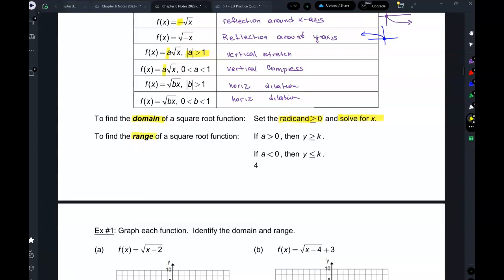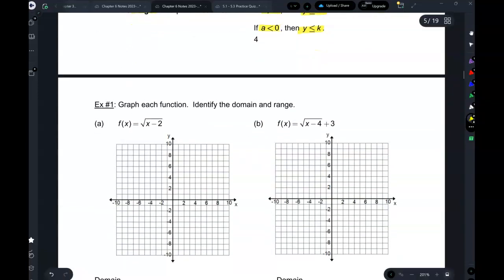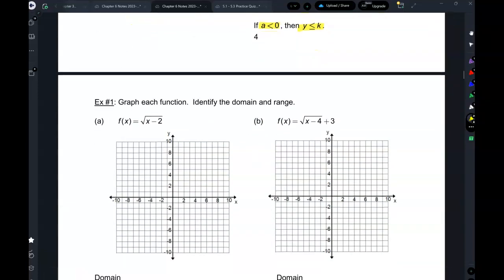Okay, the range. The range has to do with the vertical translation. Does it move up or down? If a is positive, y is greater than or equal to k. If a is negative, y is less than or equal to k. Please do not attempt to memorize any of this. I hate when students memorize stuff in math. I would rather you just understand and learn. We're going to do several examples and you'll reason it out right now, okay?